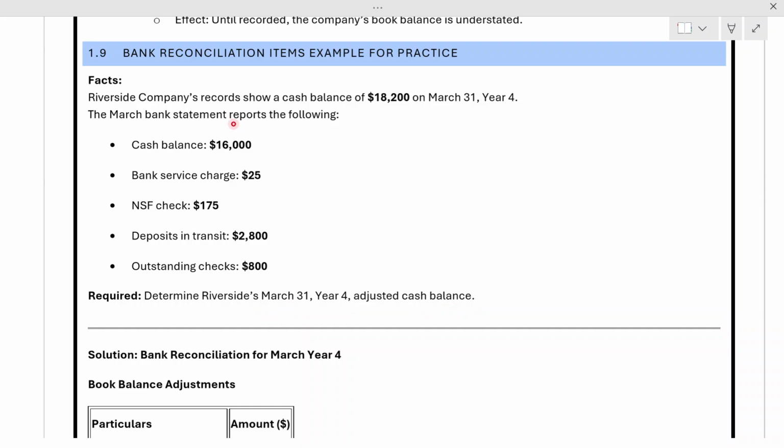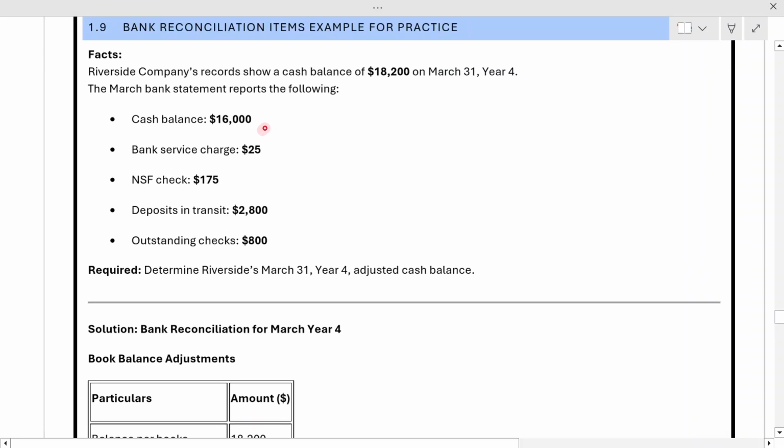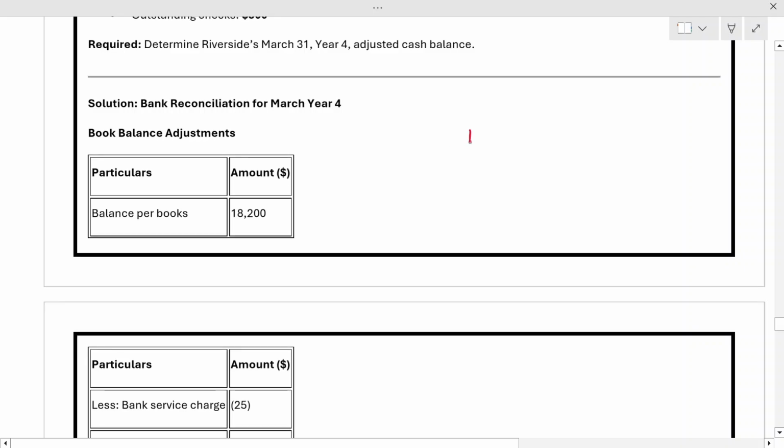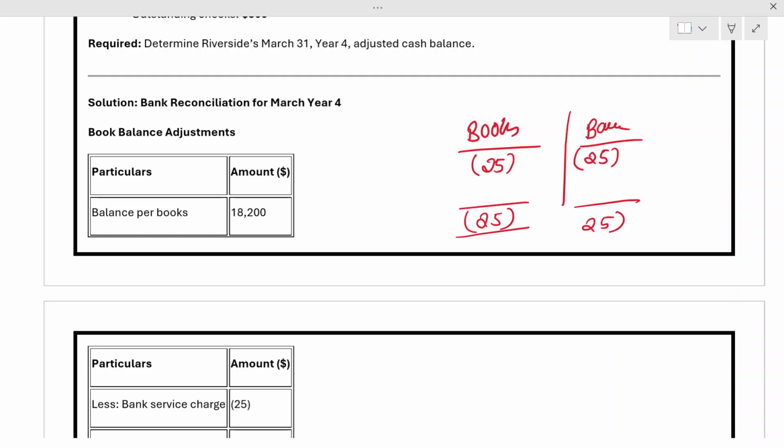So for that, we will start with the cash balance as per books, which is 18,200. Now there is a bank charge of $25. So you will write books here, and bank here. And what they are saying is there is a bank charge of $25. So in bank it is reduced. Now so that both of them match, I need to reduce $25 from books as well. So both of them are matched now, which you can see here. So you reduce this $25 from your books.